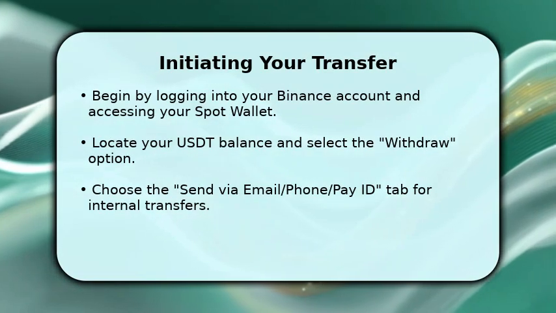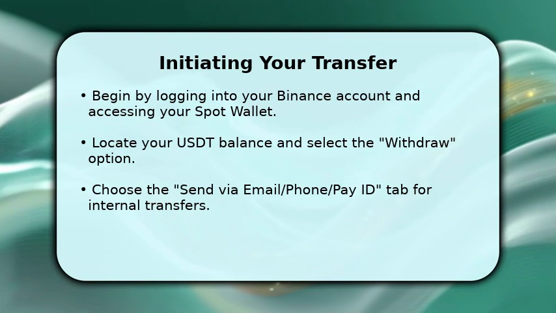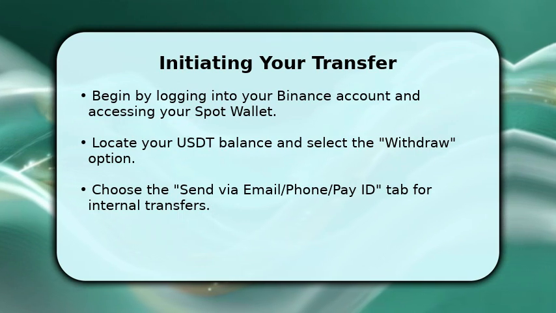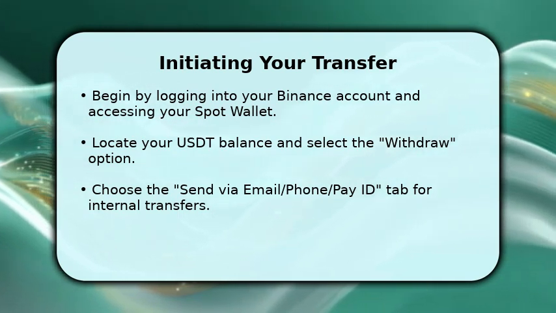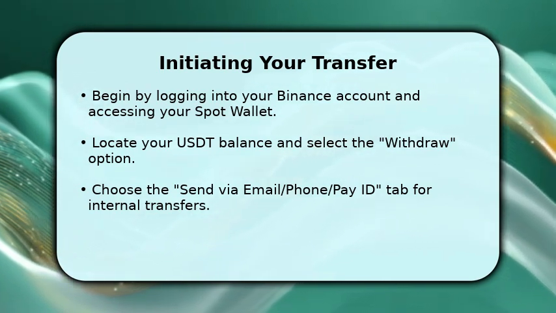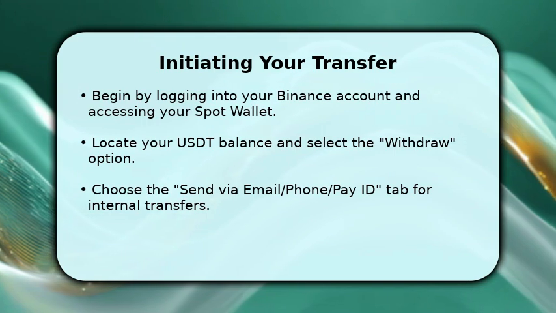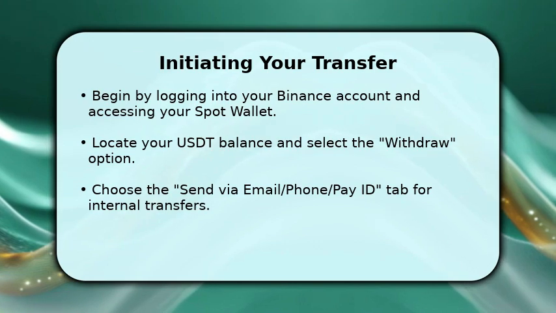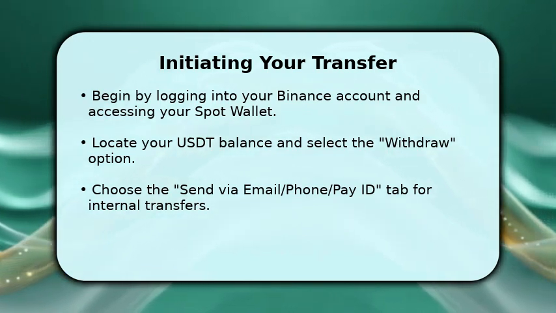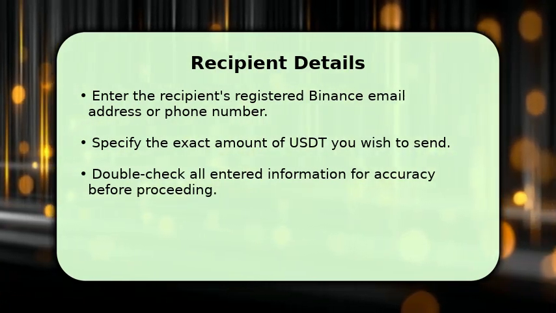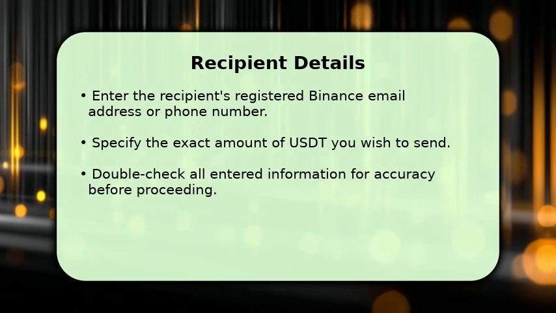To start, log into your Binance account and navigate to your Spot wallet. Find your USD balance and click on the Withdraw button. Instead of selecting a network, you will choose the option to send via email/phone/pay ID. This indicates you are performing an internal transfer to another Binance user, which is crucial for the zero-fee benefit. Next, you will need to input the recipient's registered Binance email address or phone number.